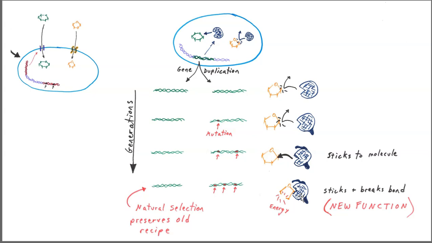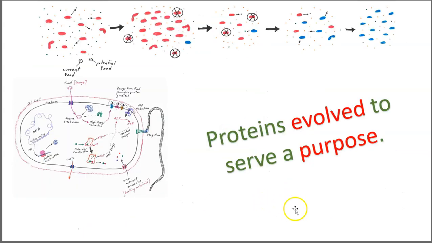So again, this will be natural selection favoring individuals with a new functional protein. Natural selection will tend to preserve the old recipe because the original protein was doing something very useful, breaking down the green glucose molecule. But because of a gene duplication and the accumulation of mutations, we now have the recipe for a new protein that can do something new, can break the chemical bond of the orange food molecule. So this is how proteins evolve to serve a purpose.